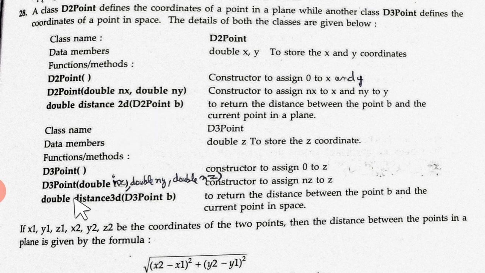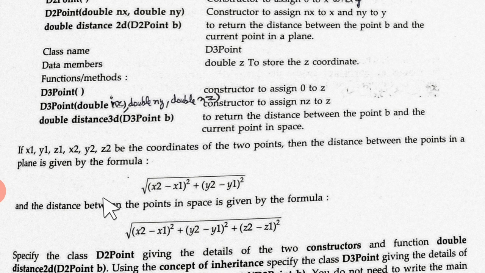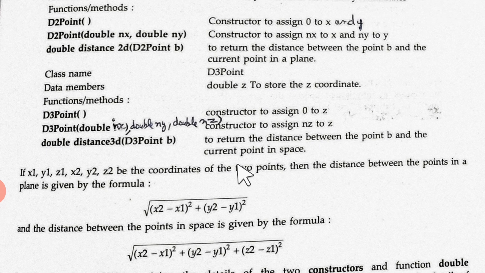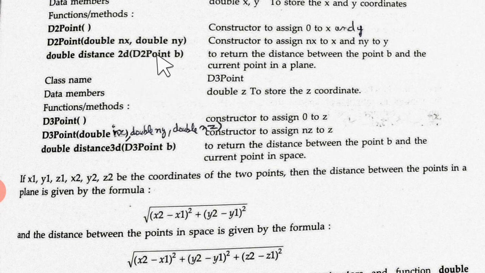All right. After that, you see here distance2D is a function and distance3D is a function. Students, the basic task to be performed, the most important thing here, is that we have to calculate the distance between points in a plane, which is given by the formula square root of (x2 minus x1) whole square plus (y2 minus y1) whole square. This will be done through the distance2D function here, with D2Point b as a parameter, so object passing is also present here.